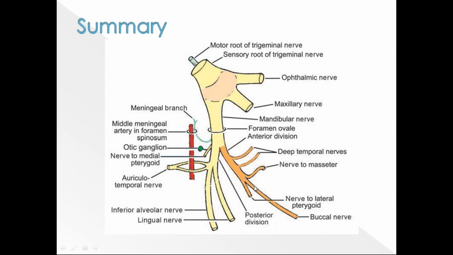So the anterior division is a mixed part. It gives three motor nerves, deep temporal nerve, masseteric nerve, and nerve to lateral pterygoid. And the fourth one is the buccal nerve, which is purely sensory. The posterior division gives three nerves. One is the auriculotemporal nerve, another is the inferior alveolar nerve, and the lingual nerve. Out of these three, the inferior alveolar nerve is mixed. The remaining two are purely sensory.